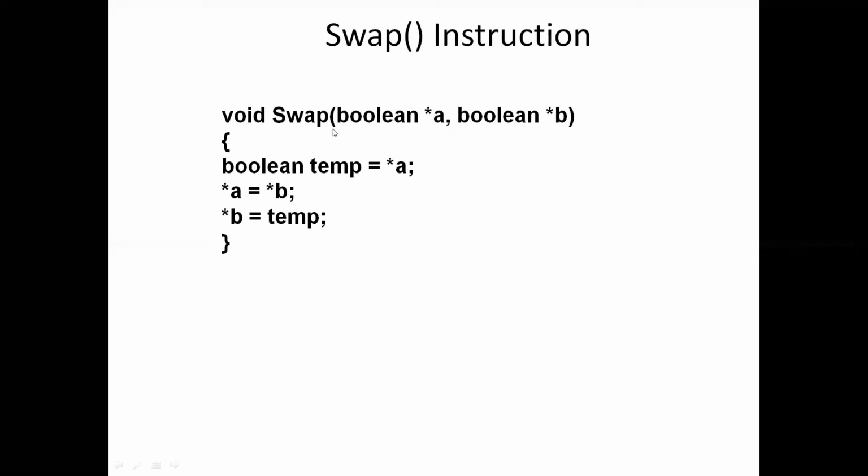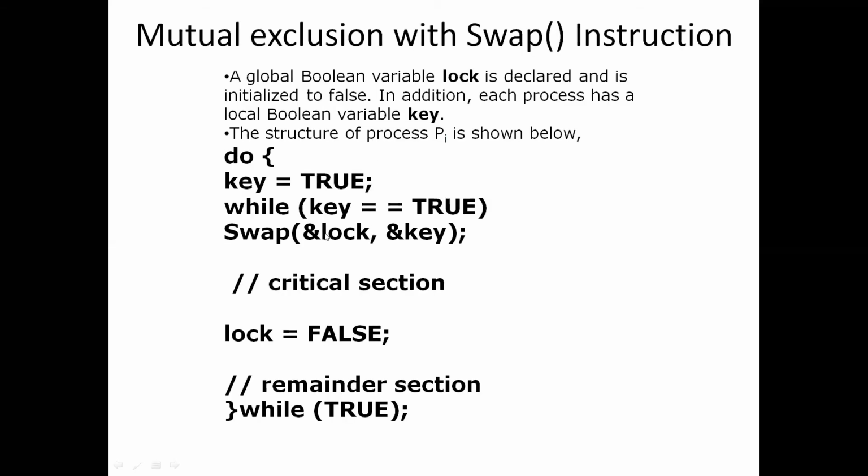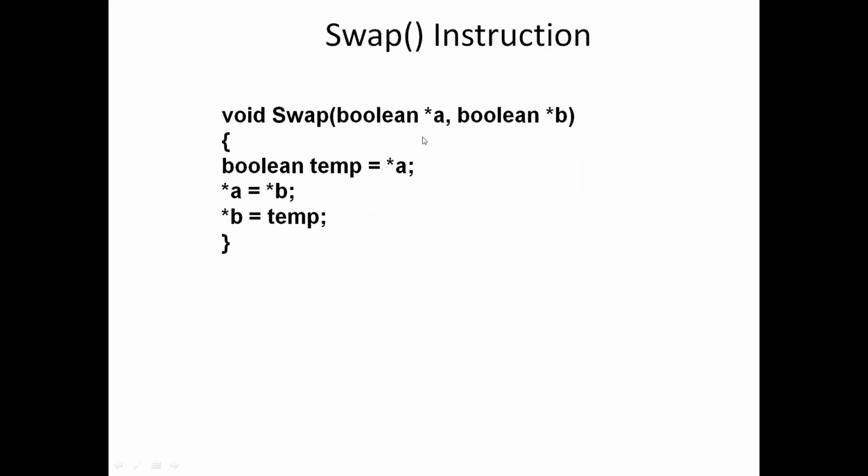Here for the swap function, we are passing the lock and key addresses. The address of lock is 1000. The address of key is 2000. At memory location 1000, the value which was stored was false. So the *a represents false.